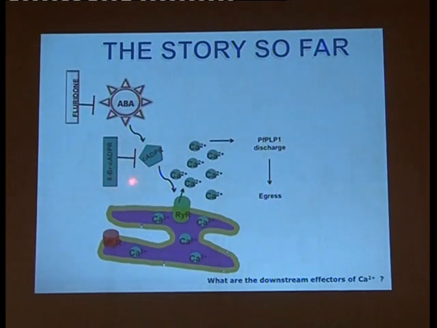So the story so far is that maybe this abscisic acid pathway does exist in the parasite, and because of the increase in abscisic acid at a very, very late stage, it influences the parasite's intracellular calcium. This intracellular calcium leads to discharge of pore-forming proteins as well as some of the proteases, which we have already shown in our previous work, and that leads to egress.